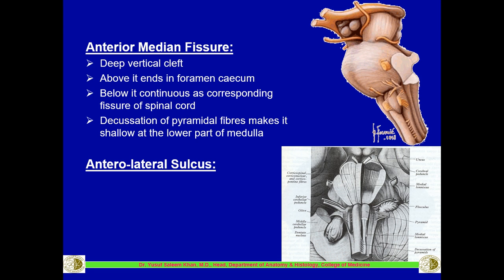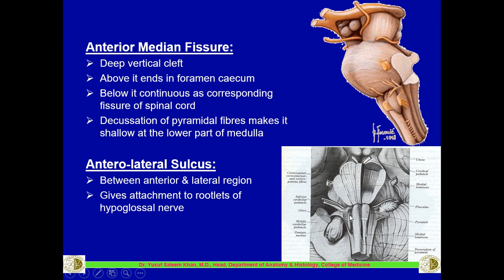Coming to the anterolateral sulcus, which is on the side of the pyramid. It is between the anterior and lateral regions. This is the anterior region, this is the lateral region, and in between is the anterolateral sulcus, between the pyramid and the olive. This sulcus gives rise to the rootlets of the hypoglossal nerve.